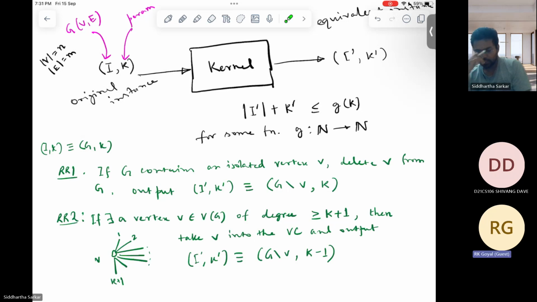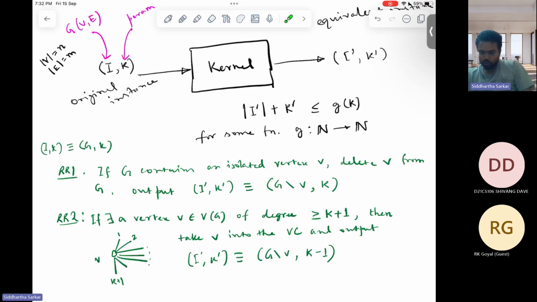Why so? Okay, so what is the condition? The condition is you want to output a vertex cover of size at most k. Size at most k means that there would be a maximum of k vertices in the vertex cover. There should be at most k vertices in the vertex cover.